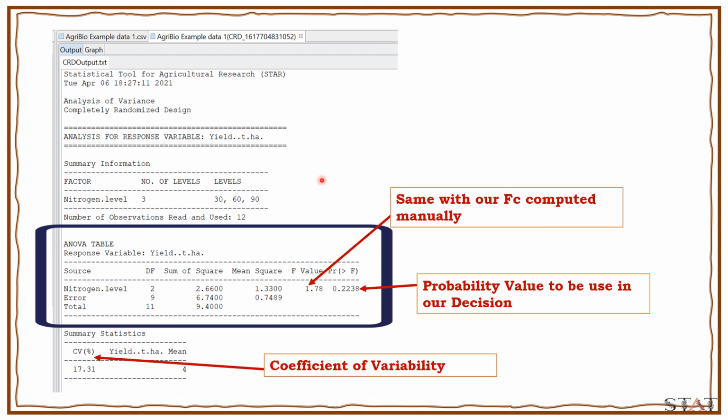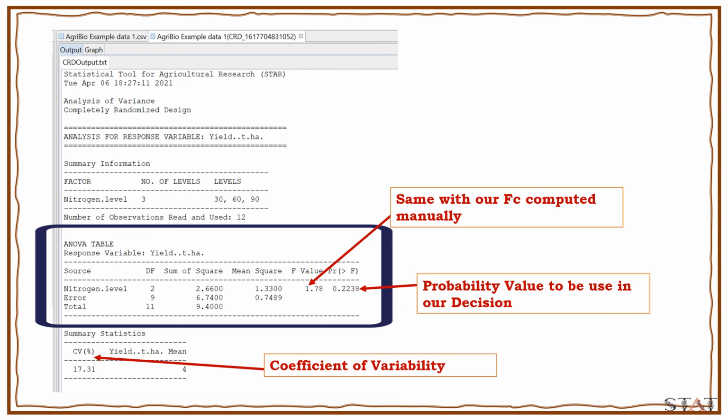But always remember, here we can see the F value, same as our F computed. If we compute manually, they have the same 1.78. But what is projected here is not the F tabular based on your F table, but they display the probability value. And also, the CV, or the coefficient of variability, is given in our analysis.